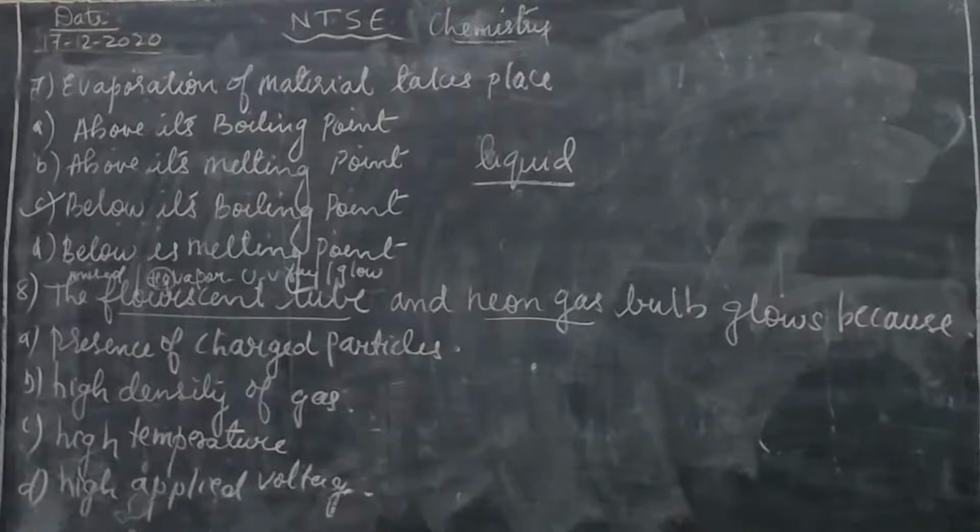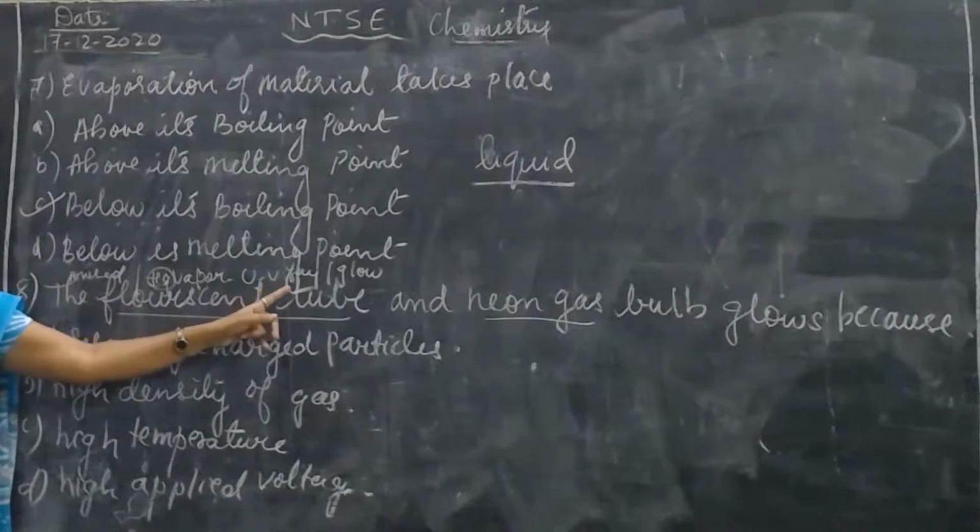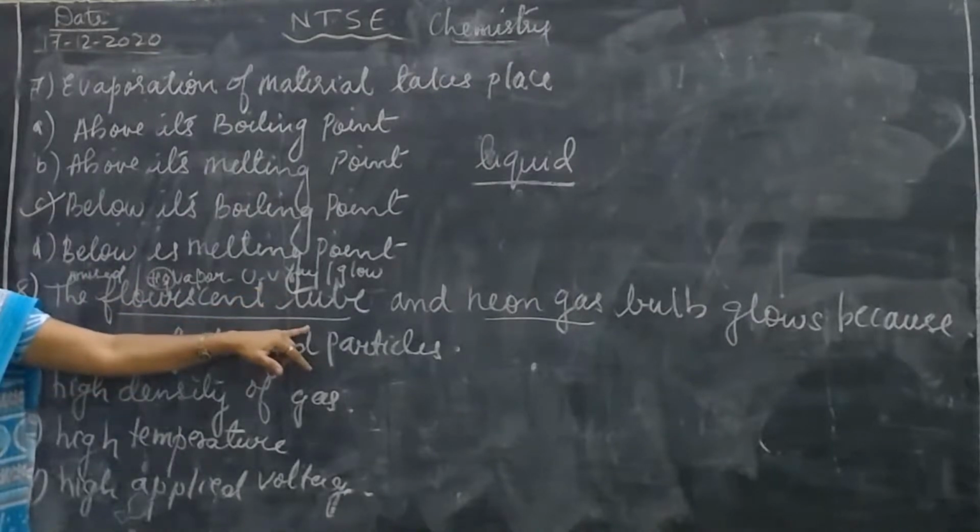See, the property of metal is that they have delocalized electrons. Delocalized electrons are free electrons. Due to the availability of free electrons, metals are good conductors of electricity. And when these atoms ionize, the electrons are produced, and these electrons help the production of UV rays, which helps the fluorescent tubes to glow.